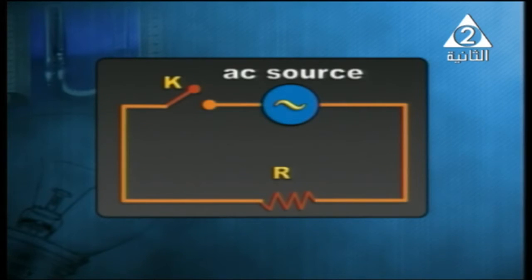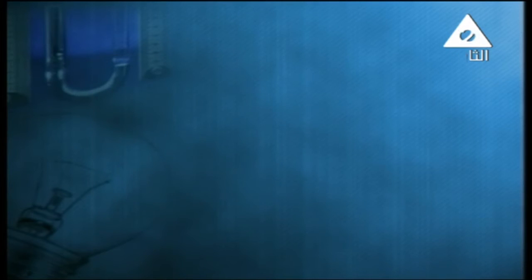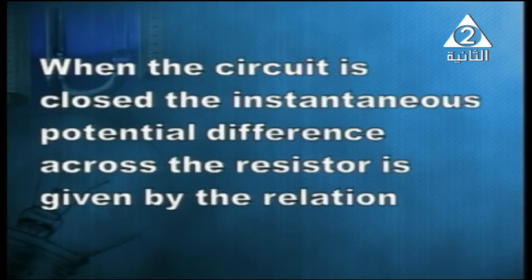So we've got a source. This circuit, of course, is powered by AC current, powered by a dynamo. So when the circuit is closed, the instantaneous potential difference across the resistor is given from the relation. Of course, you remember it.